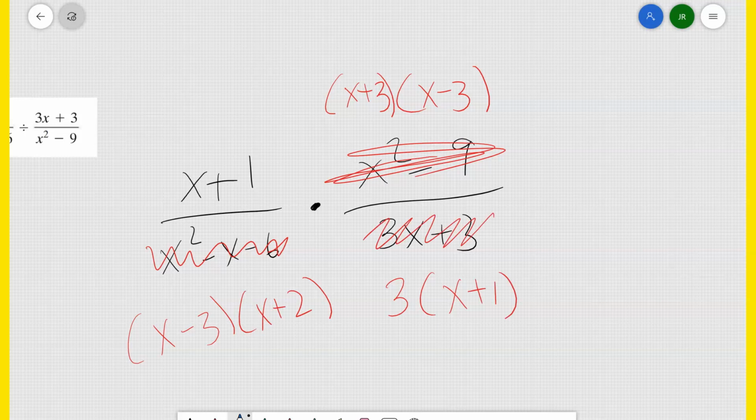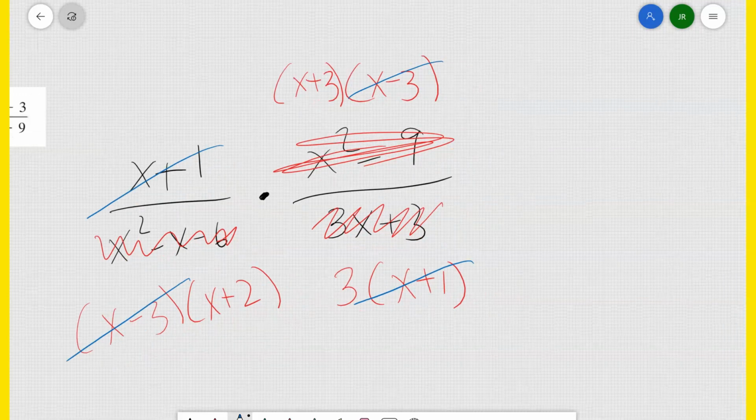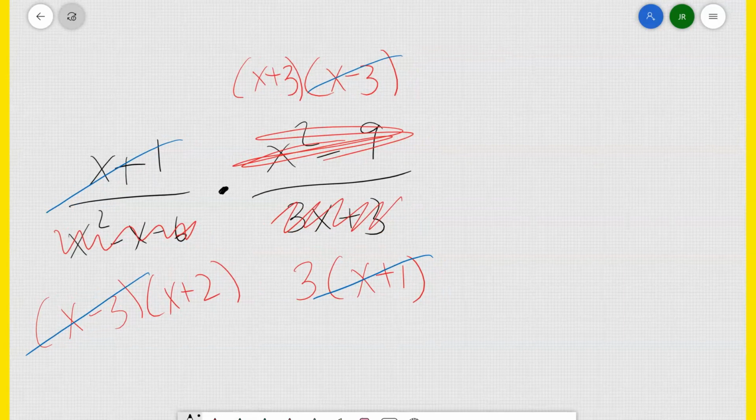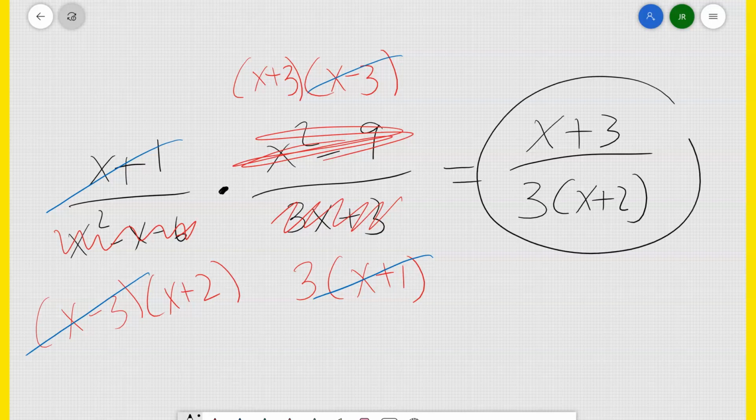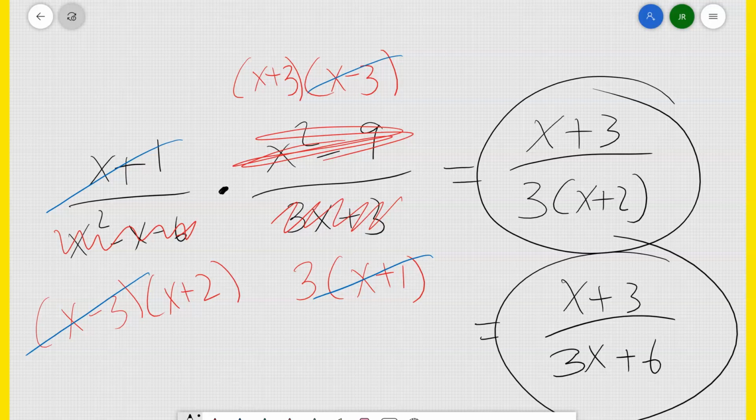Now, what can maybe cross out? The x plus 1 can cross out with x plus 1. The x minus 3 can cross out with x minus 3. That's the only crossing out I see. So I'm left with what? I'm left with x plus 3 on top. And on the bottom, I'm left with a 3, and I'm left with an x plus 2. So that's my answer. Or if you want to distribute the bottom, you can do that. 3x plus 6, and this is an equivalent and an equally good answer. Both of those are good.